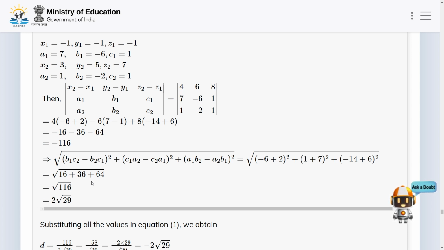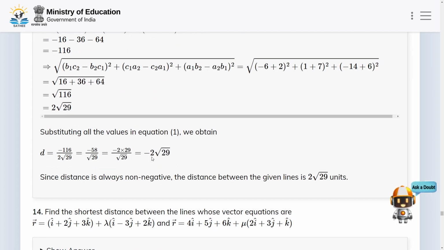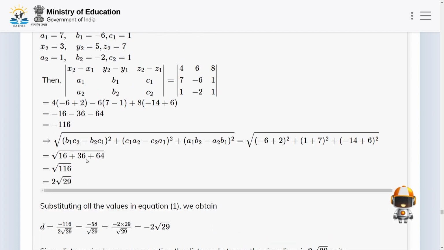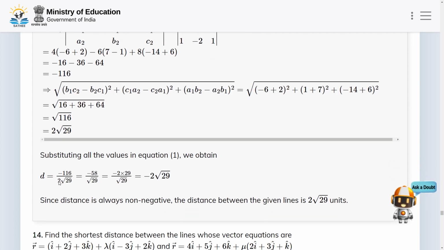Now you know your values, apply them in this formula, you will get D as minus. Here we must use the absolute sign. Okay, the absolute sign is missing. D must be, as you know, the distance cannot be negative, so you can use the modulus sign, or just ignore the minus sign from here, as distance cannot be negative. So D will be 2 root 29 units. It is already written over here. Your distance will always be non-negative.